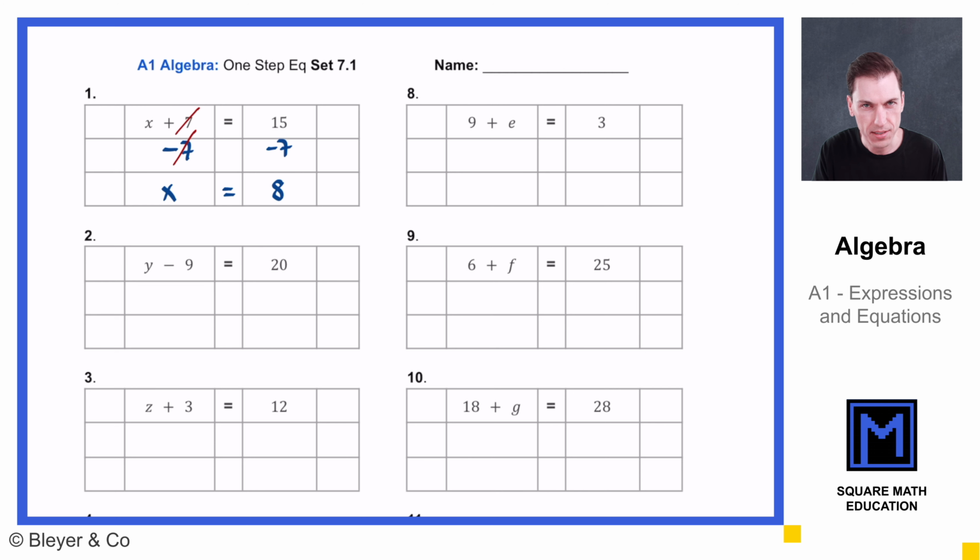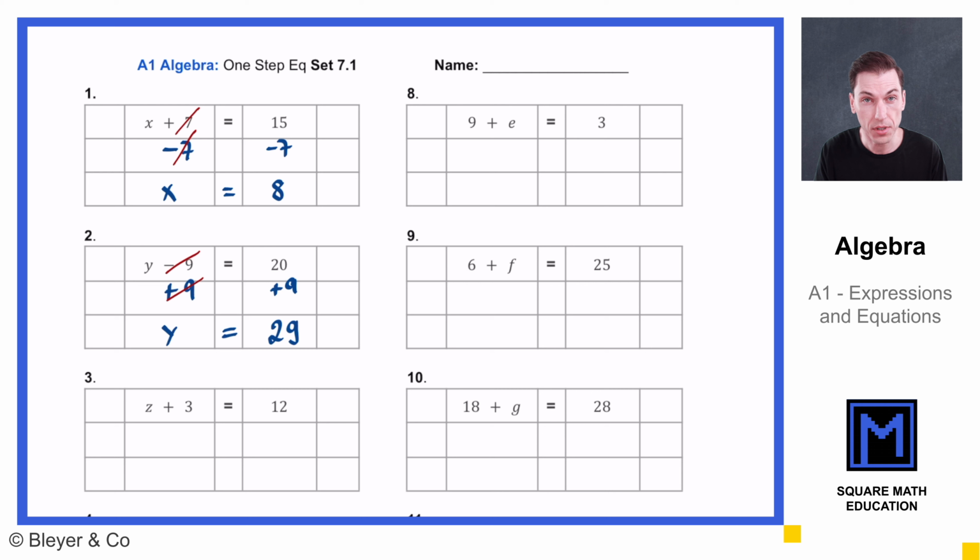Let's move on to the second equation. y minus 9 equals 20. Again, the inverse operation of subtracting will be addition. We're going to be adding. Let's add 9 on both sides of my equation. Minus 9 plus 9 is 0, so they cancel out. On one side of my equation we have y, and on the other side we have 29.